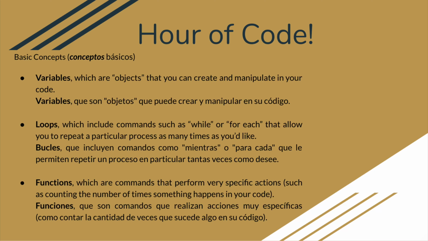Some basic concepts that you guys might have to learn are the following. Variables are objects that you can create and manipulate in your code. Loops are commands such as while or for each that allow you to repeat a particular process as many times as you'd like. Functions are commands that perform very specific actions, such as counting the number of times something happens in your code. Since we're talking about code, do you guys think that we are working with the hardware or software in the computer?